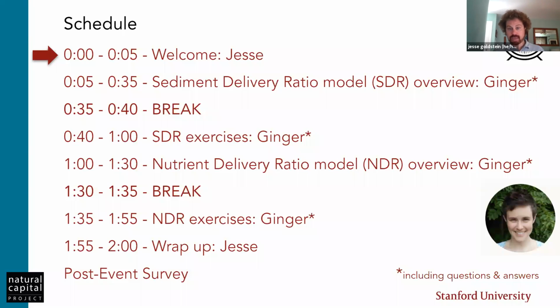Depending on how it goes, we may not stick to the schedule minute for minute. Ginger could get through the overviews, including the Q&A, in under 30 minutes, in which case the breaks would come a bit earlier than shown here. We will devote any leftover time to the exercises. We will switch to NDR at the top of the hour. I'll keep track of time and let everyone know of any little adjustments as we go.